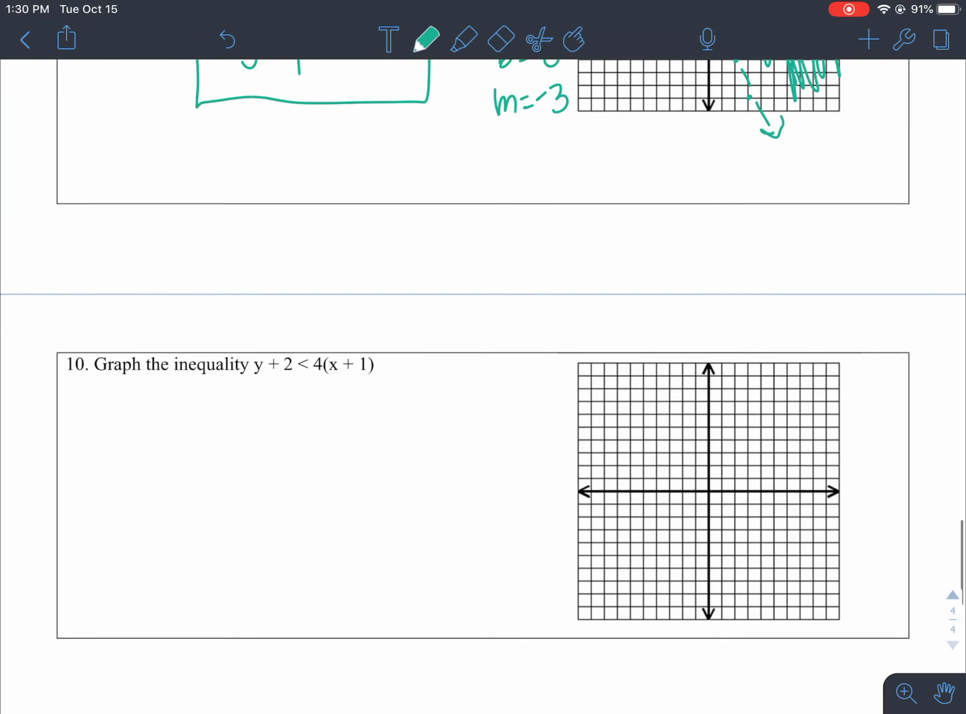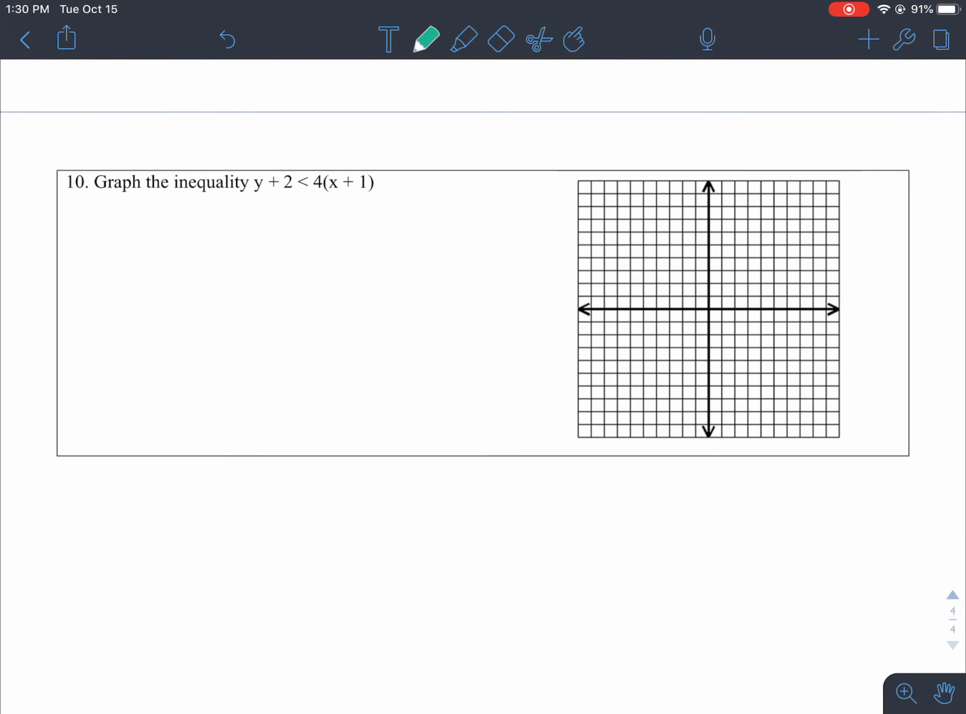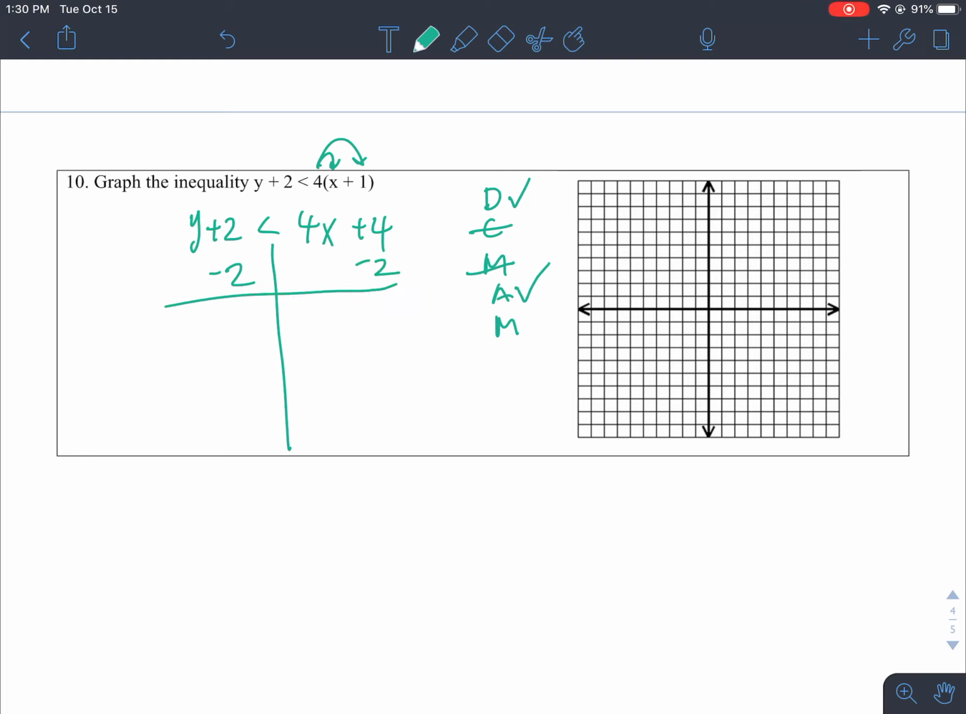And last one, number 10. Graph the inequality y plus 2 is less than 4 times x plus 1. I'm going to start with distributing that 4. So I get 4x plus 4. No combining, no moving variables, but I will add or subtract. I'll subtract 2. And I get y is less than 4x plus 2.